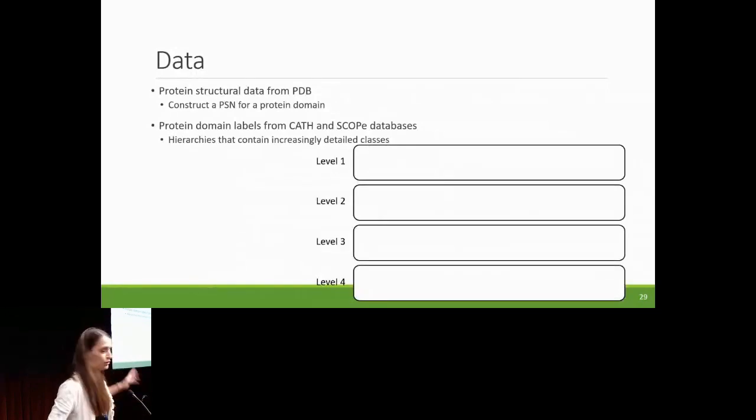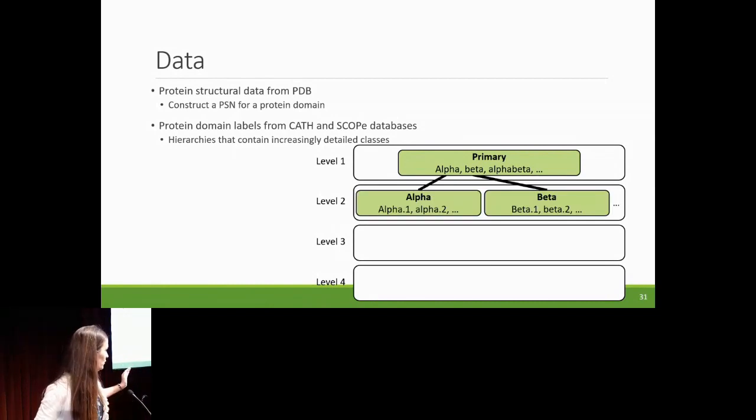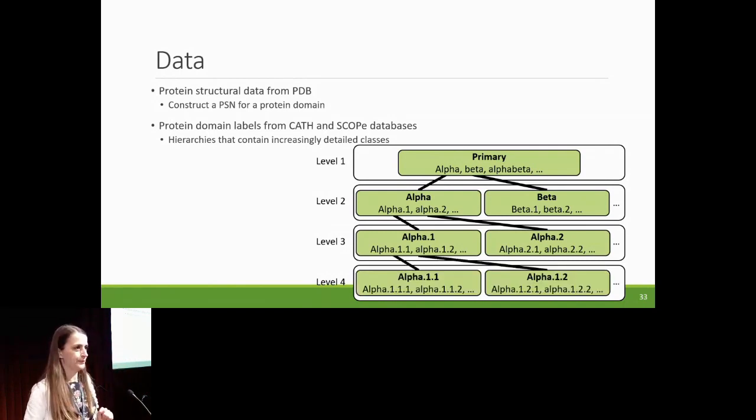I'll try to illustrate this using dummy class names to help explain things. The actual class names are different. At the primary level of each of CATH and SCOP, there are 3+ classes that say this protein domain is mostly alpha helix based, mostly beta sheet based, or a mix of the two. And each of those, for example, alpha has alpha 1, alpha 2, alpha 3 at level 2, so does beta. And for example, alpha 1 has alpha 1.1, alpha 1.2, alpha 1.3 at level 3, and so forth.